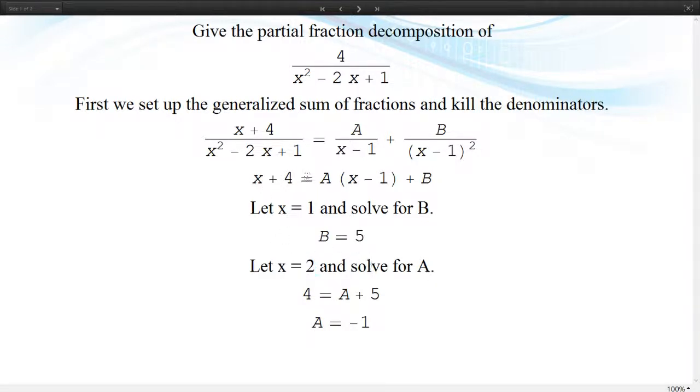Actually, we don't. We end up with 6 on this side. I have a typo. That can be fixed. So there's 6 on this side. 6 equals a plus 5. So a equals 1.